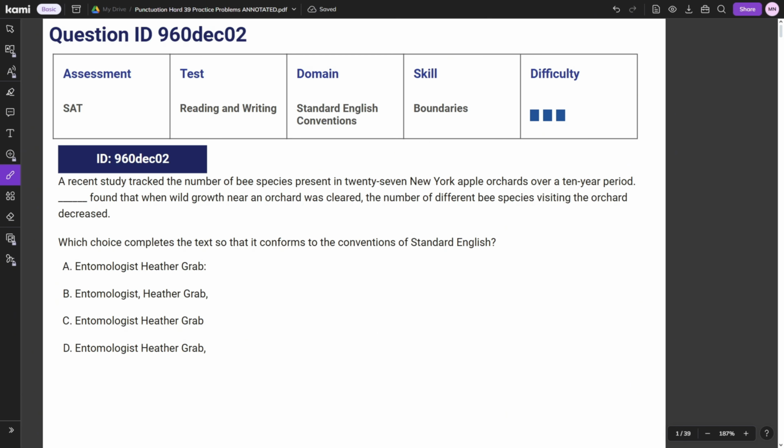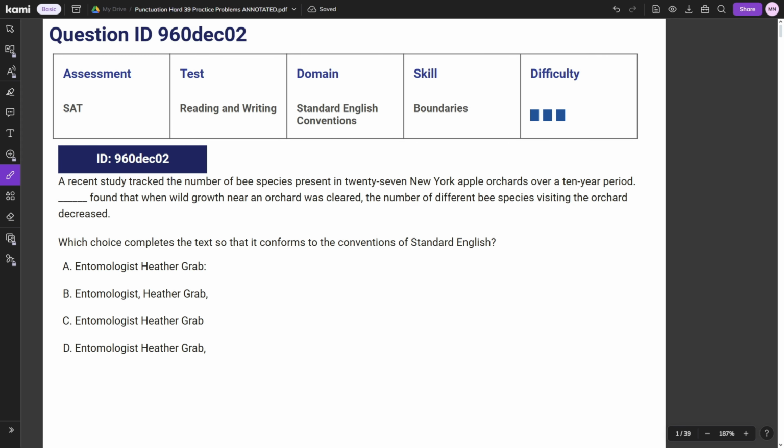Here are 39 practice problems on punctuation. As per usual, I'll link these questions and the answer key in the description, so if you want to work ahead, you can go ahead and do so. But if you need a little bit more help, I will be going through every single question, or if you need further clarification, feel free to ask me.